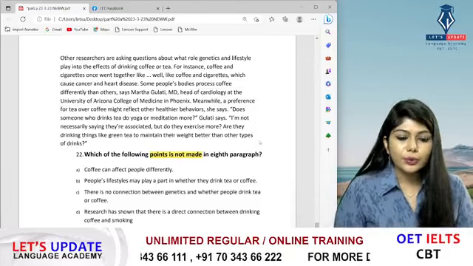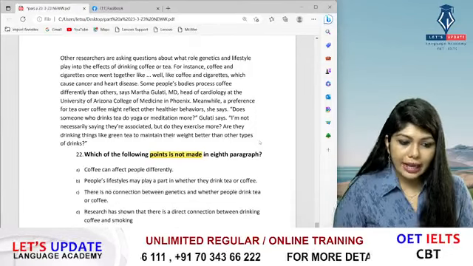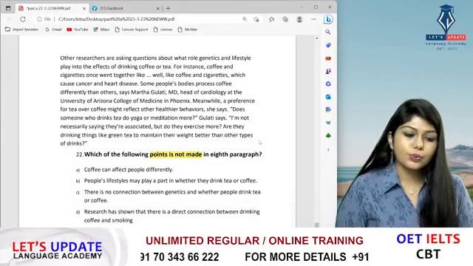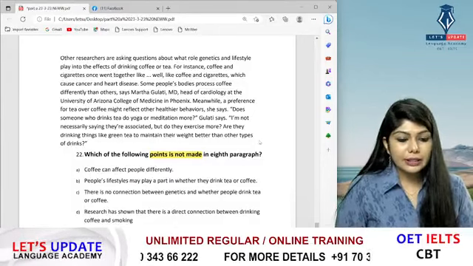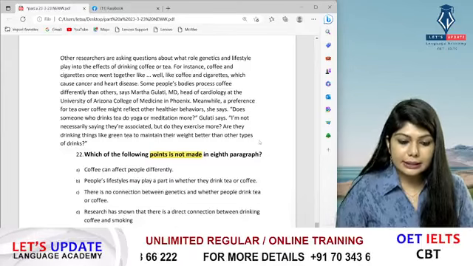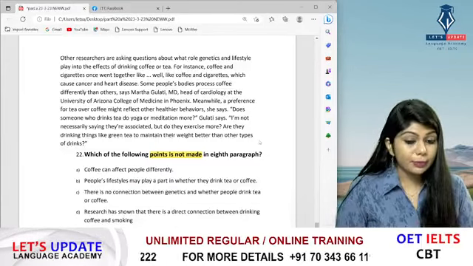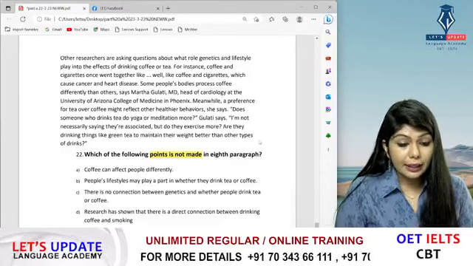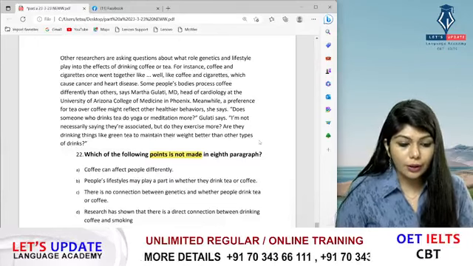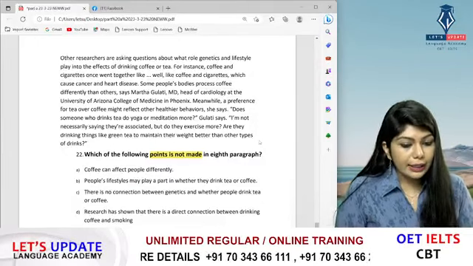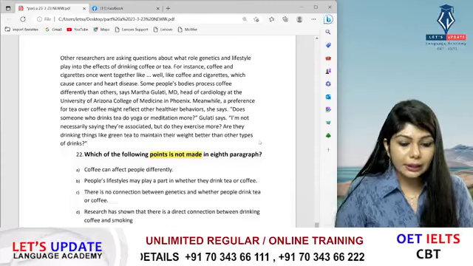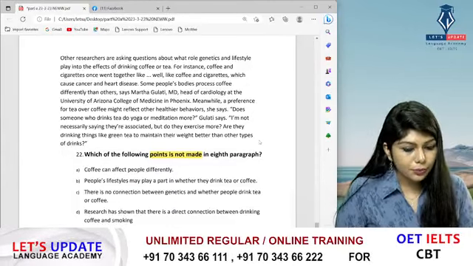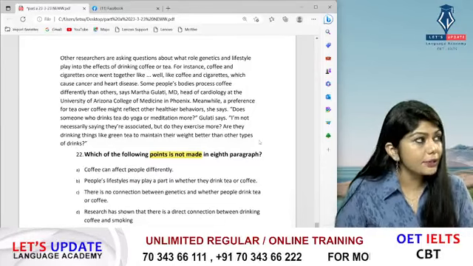Other researchers are asking questions about what role genetics and lifestyle play into the effects of drinking coffee or tea. For instance, coffee and cigarettes once went together like coffee and cigarettes, which cause cancer and heart disease. Some people's bodies process coffee differently than others, says Martha Gulati, MD, head of cardiology at the University of Arizona College of Medicine in Phoenix. Meanwhile, a preference for tea over coffee might reflect other healthier behaviors, she says. As someone who drinks tea, do yoga or meditation more, Gulati says, I'm not necessarily saying they are associated.